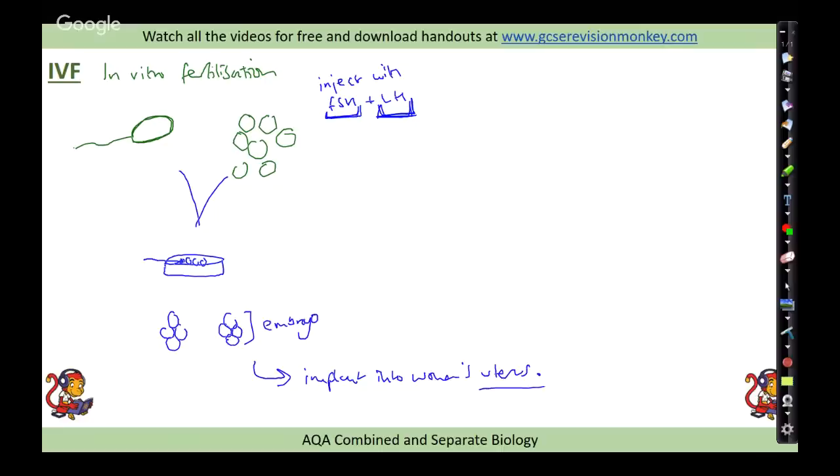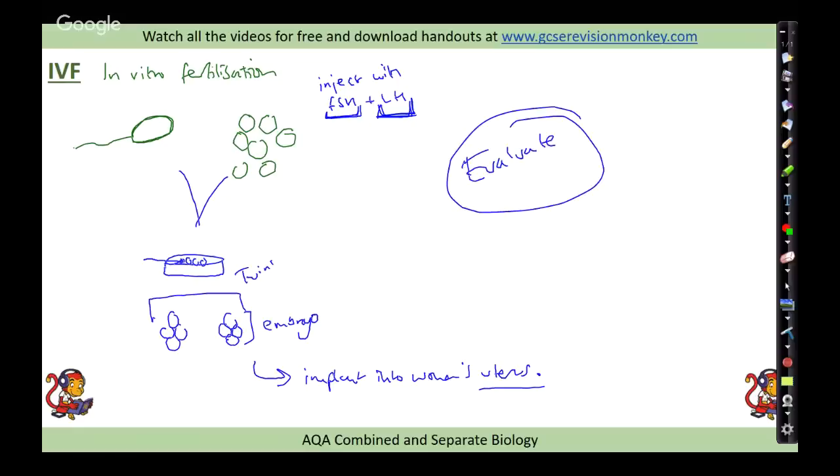Now, at the point where IVF wasn't very successful, they may well have put up to 8 or so embryos back into the woman's uterus. However, because it's getting more and more successful, they normally only put around 2 embryos, as far as I know, back into the woman, and hopefully one of those will be viable. So often IVF can lead to twins because both embryos are viable and can develop into babies. Now, you need to know the emotional stress that this causes the women in relation to IVF, and you may be asked to evaluate, so give advantages, disadvantages, and your own conclusion.